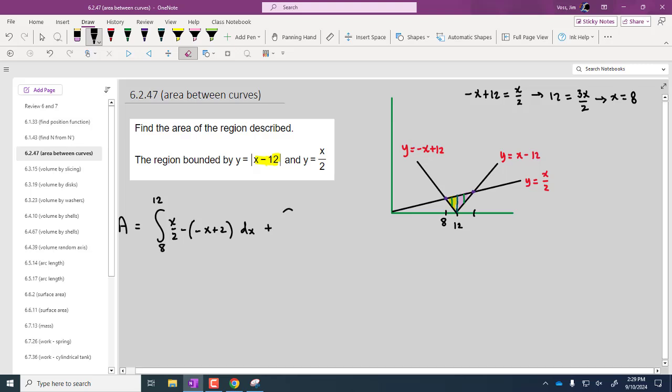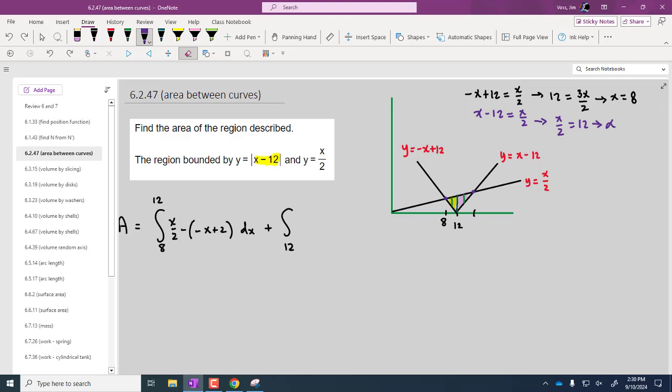And then we're going to add the integral from 12 to whatever the right endpoint is. We can figure that out too. So here we're going to set x minus 12 equal to x over 2. Same type of thing. Here I'll subtract half x to the left, and that's going to give an x over 2. Add 12 to the right, and we're going to see that x has to be equal to 24. So x is 24.